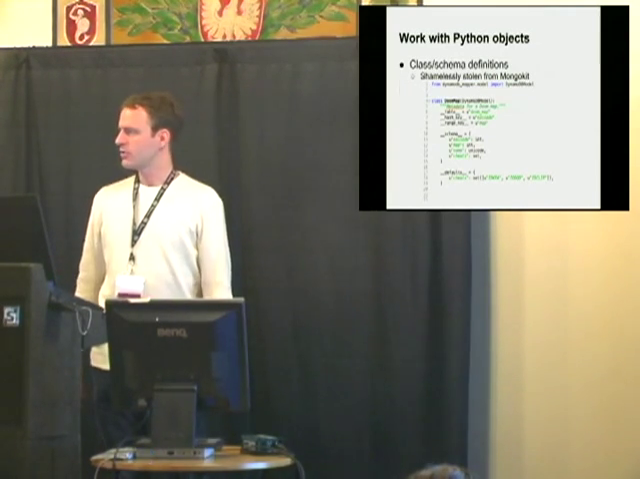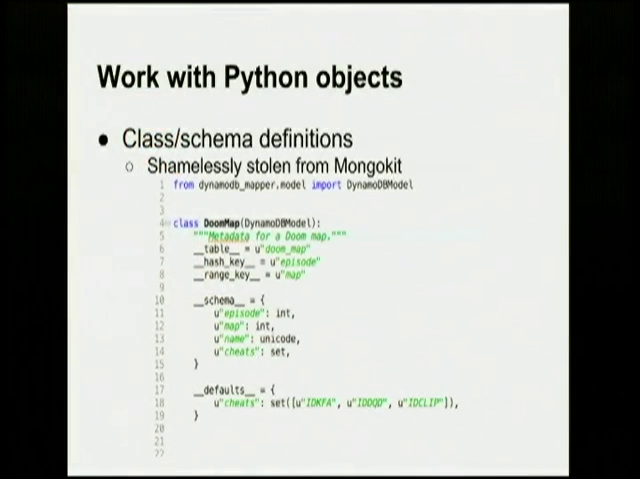And first of all, it allows you to work with Python objects rather than raw dicts. So yeah, we totally stole that design from MongoKit because, hey, it works. You just create your table, inherit from DynamoDB model, specify the name of the table you want it to be stored in, the name of the hash key, the name of the range key if you want to use one, otherwise just forget it.